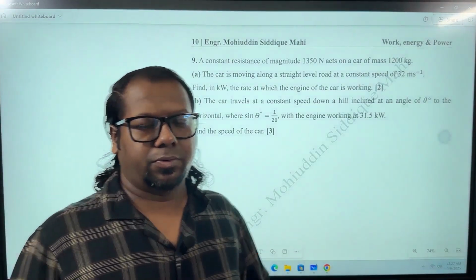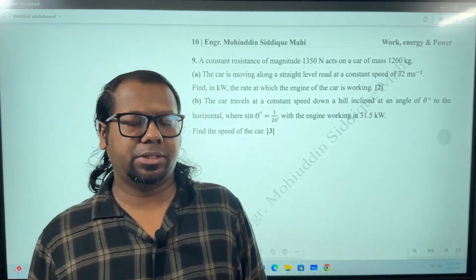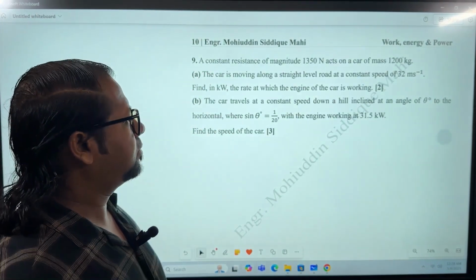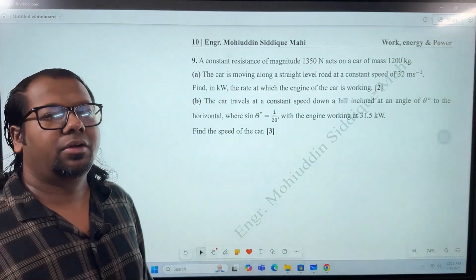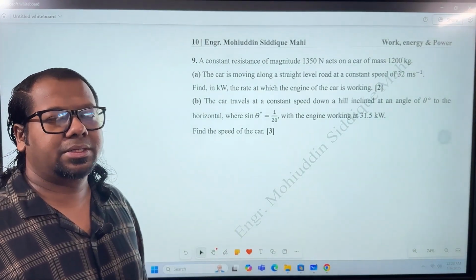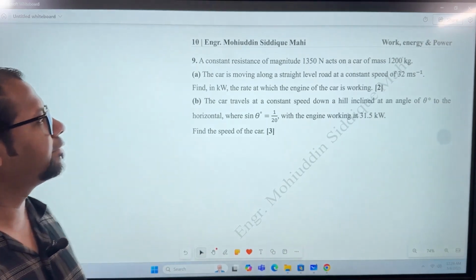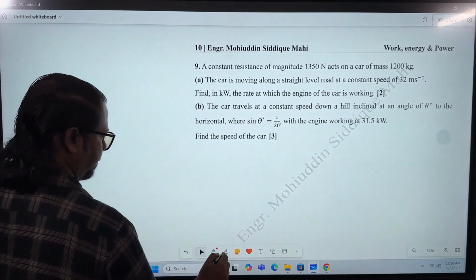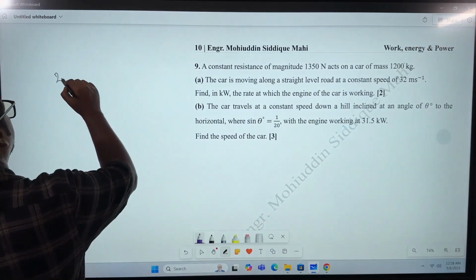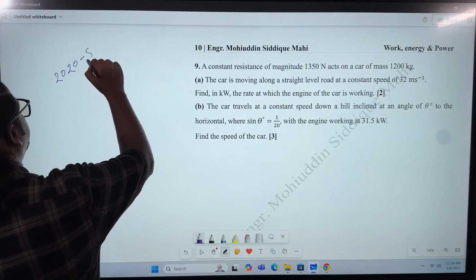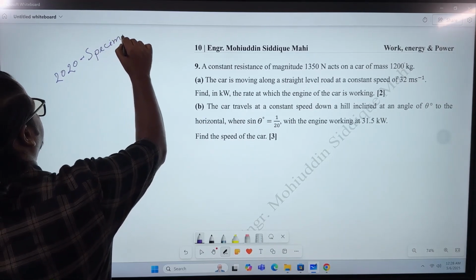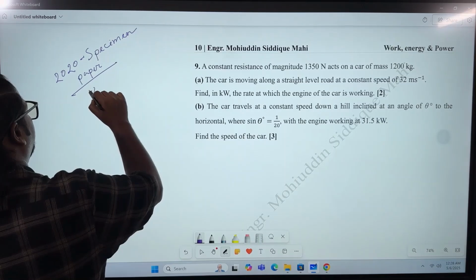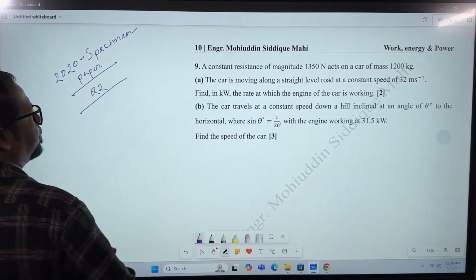So this is a question related to work energy power and it's taken from the specimen paper 2020, the specimen paper which is assigned for the syllabus of Cambridge AS Mechanics 2023 to 25. This is question number 2, Paper 4.